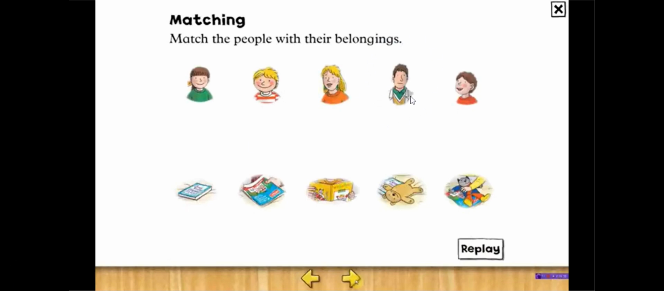How about Dad? Which of these belongings belong to Dad? Did Dad have this book or the cat? Yes, if you chose the book, you are correct. Dad had a book. Okay, how about Chip? Which of these belong to Chip in the story? If you chose the toy cat, you are correct. Chip had a toy cat.